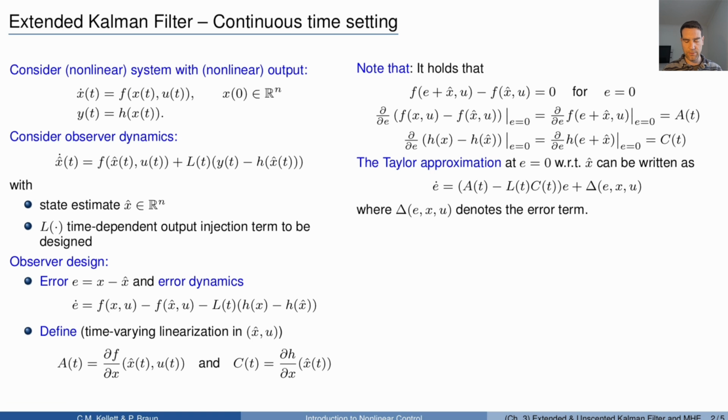As a next step, to get rid of the components x and x hat here, and to be able to rewrite that term, or approximately rewrite that term, in terms of the error variable e, we can use the Taylor approximation at e equal to 0, but with respect to x hat. This allows us then to write e dot is equal to a similar term as we had before, A minus LC times the error variable plus an error term depending on e, x, and u.